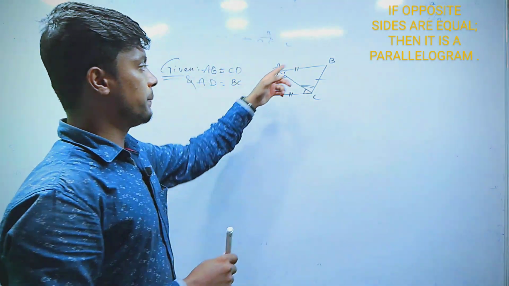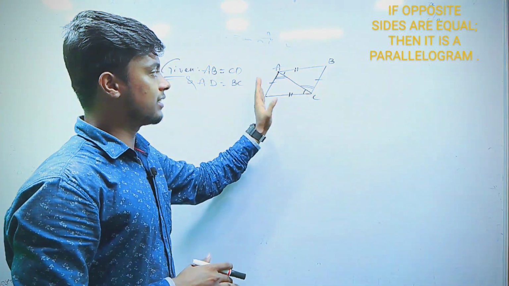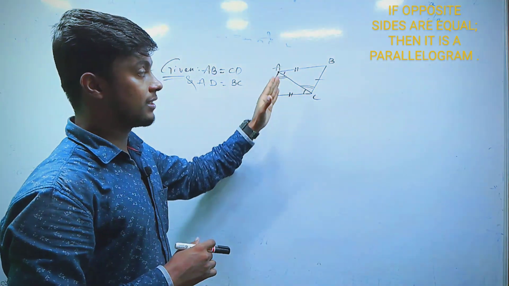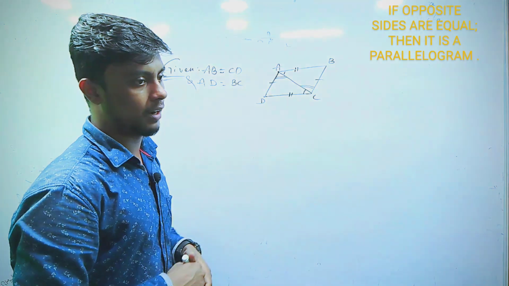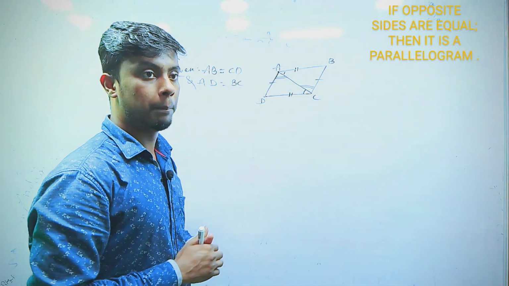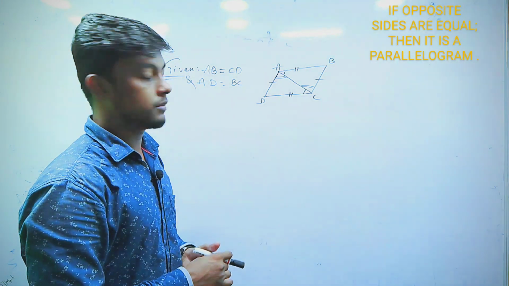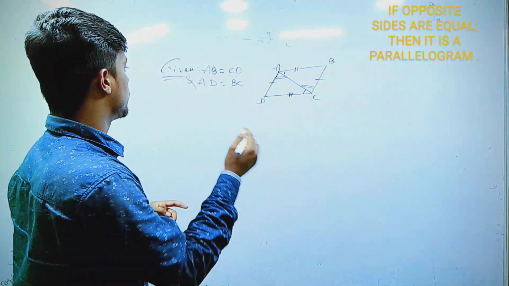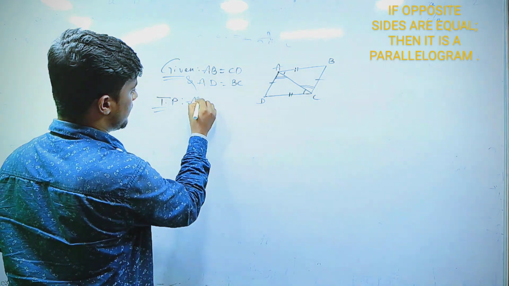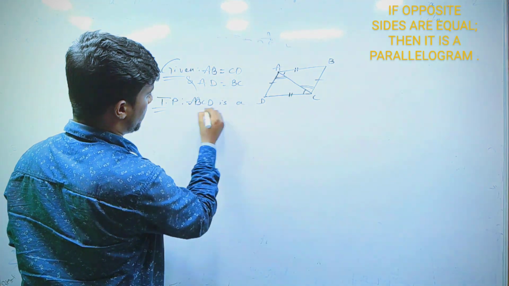Given ABCD is a quadrilateral and opposite sides are equal. We have to prove that if opposite sides are equal then it will become a parallelogram. So first of all we have to show that opposite sides become parallel, then we can say that this is a parallelogram. So to prove: ABCD is a parallelogram.